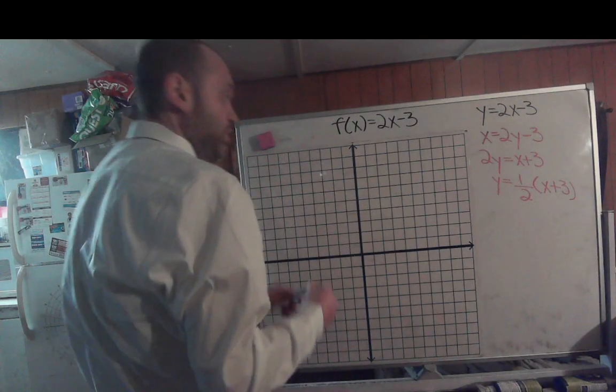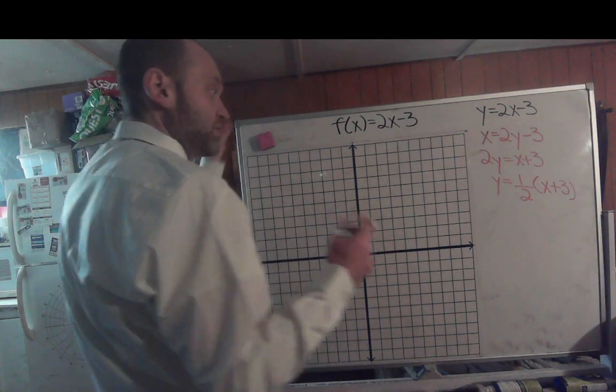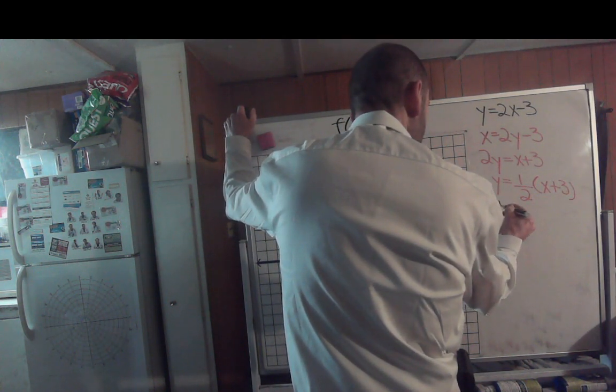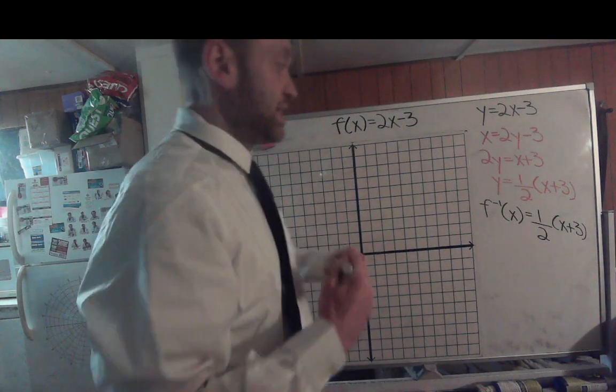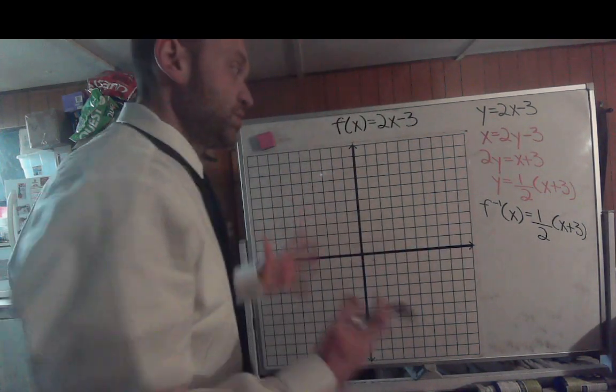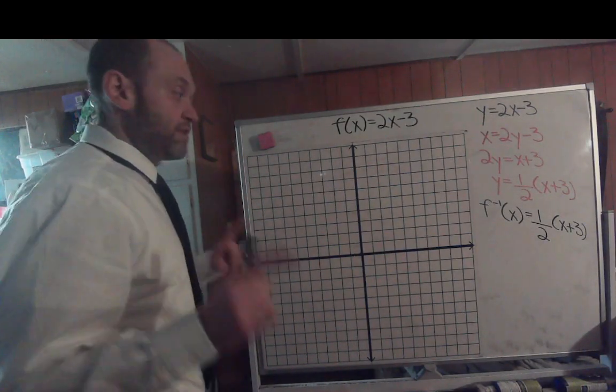And then in final notation, to denote the inverse function, for your y, you would change that into f inverse of x equals 1/2 of x plus 3. So f inverse of x equals 1/2 of x plus 3. So we found the inverse.